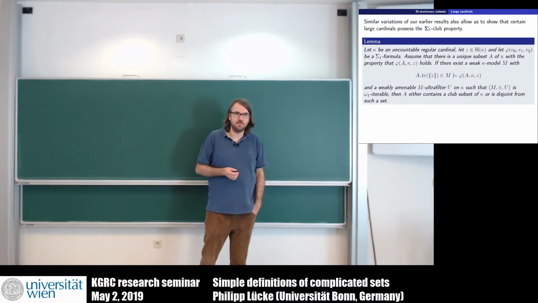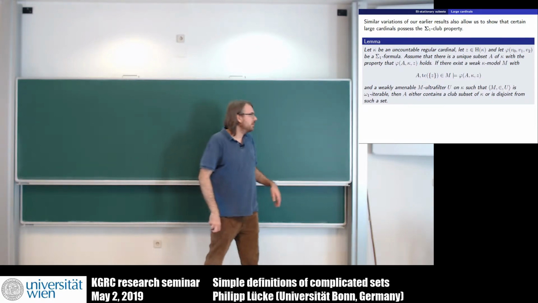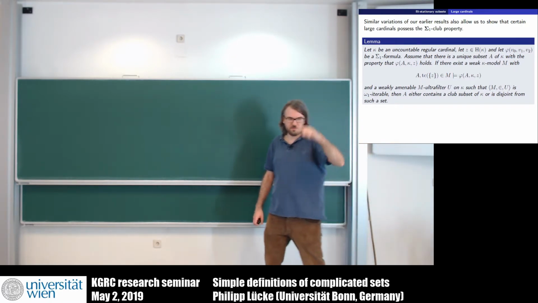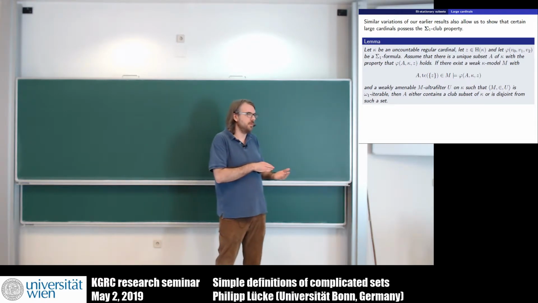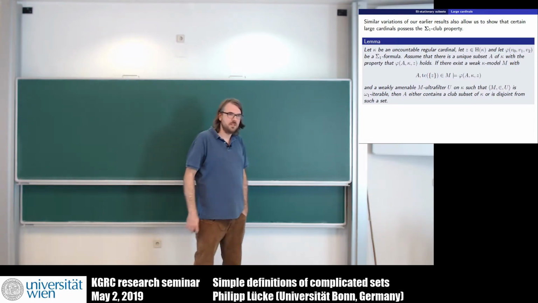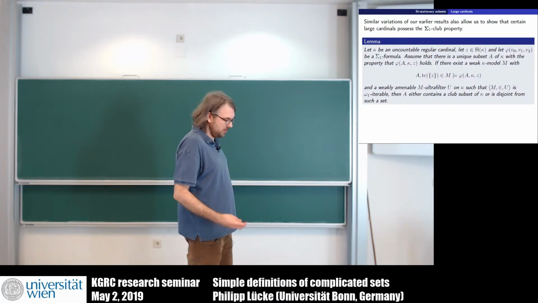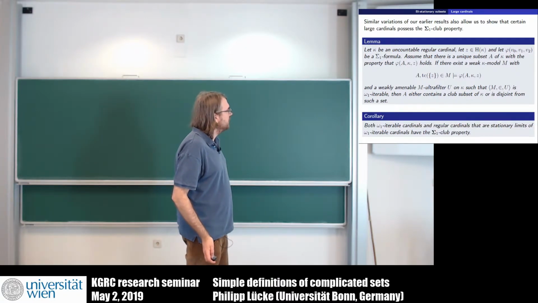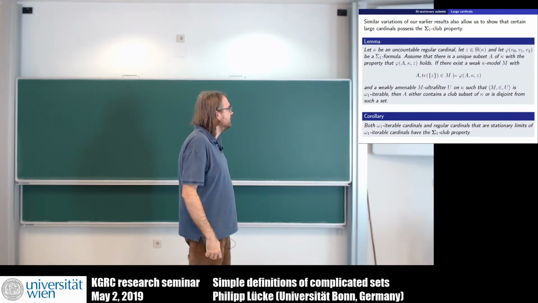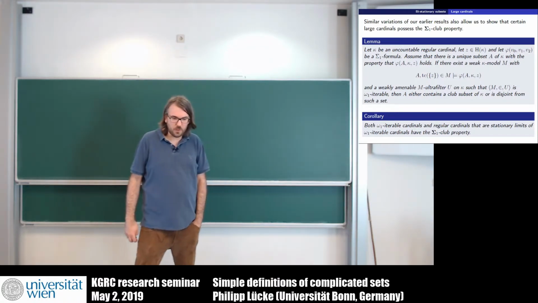And that's the same trick. So you take the model, you take a small submodel, you iterate it up again, and if the set was an element of the filter, then the club of critical points will be in the final image, and if the complement was in the filter, then this club will be disjoint from the last image of the set. Okay, and what this means is that both iterable cardinals and stationary limits of iterable cardinals have this sigma 1 club property.